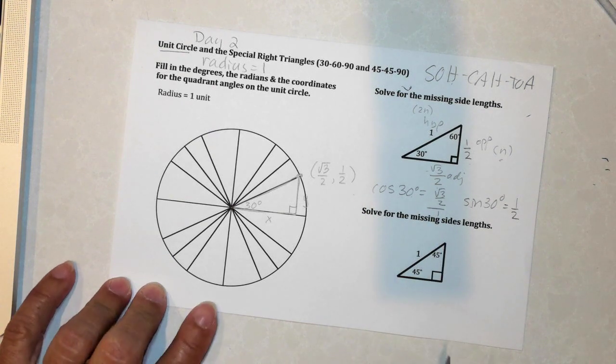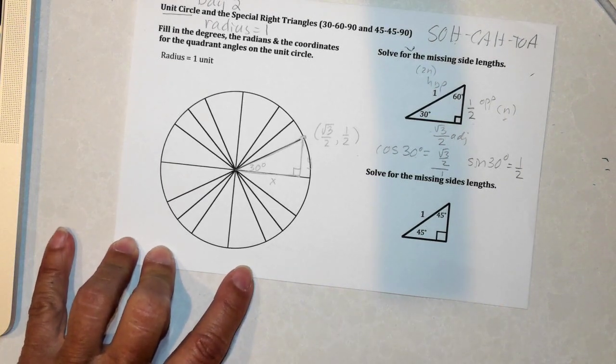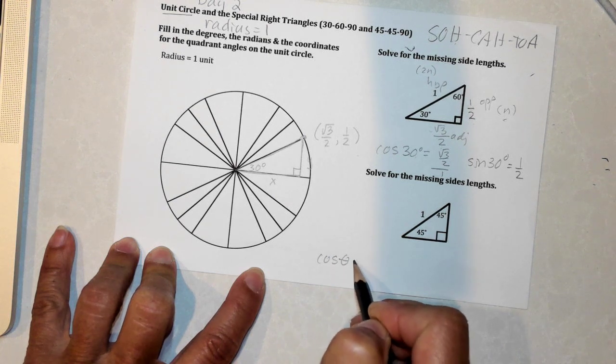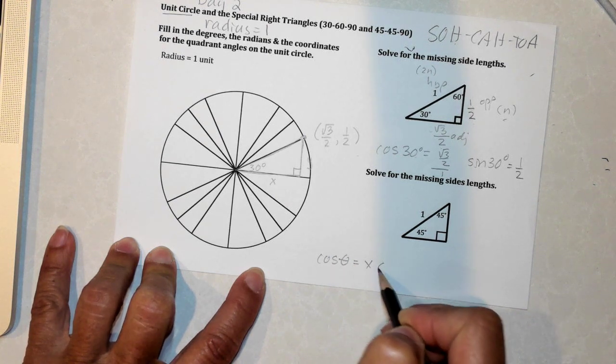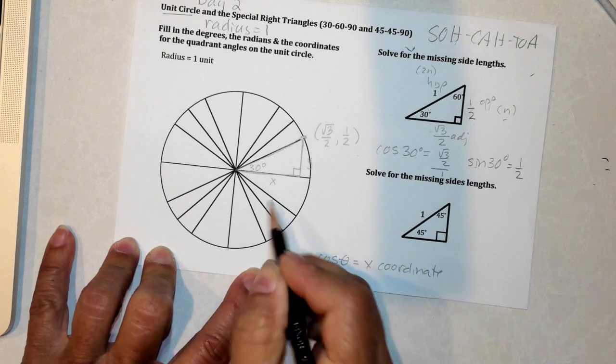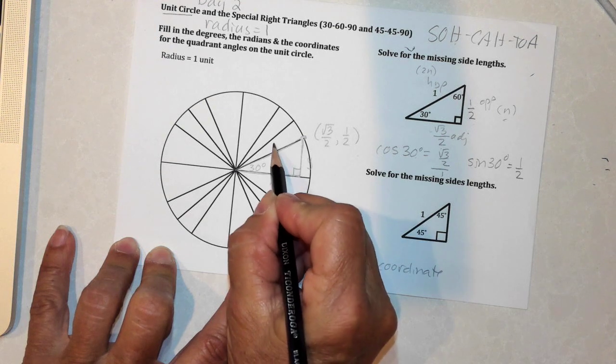So what we want to start learning is that with the unit circle, once you get to a location, if you need the cosine of that value, you're going to be looking at the x coordinate, because that is going to be the adjacent side. And you're always going to be putting it over 1.